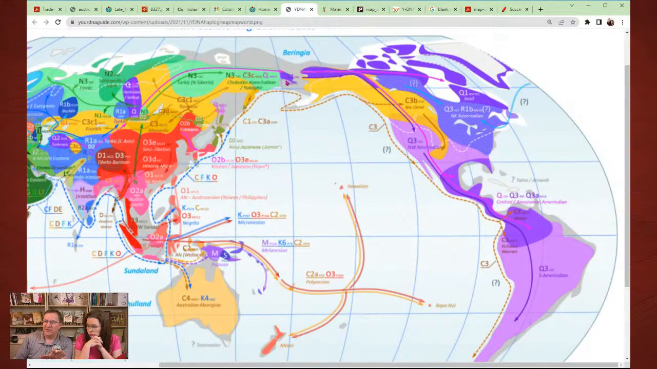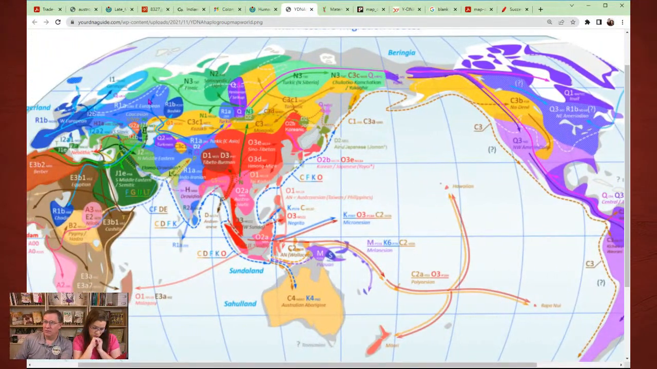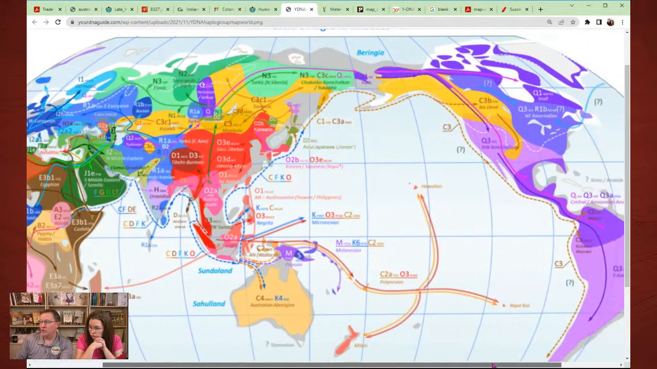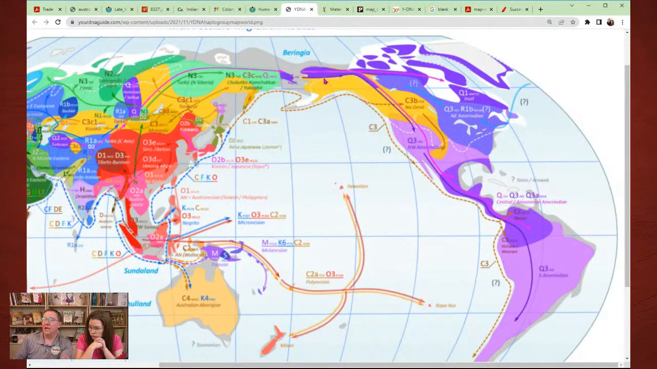One thing you'll notice in this migration over to the Americas, the number of haplogroups diminishes greatly. Look at Asia, and it is this huge mess of C's, Q's, N's, R's, D's, O's, everything under the sun. But once you get over to the Americas, we see this C, we see a couple of Q's. That's it.